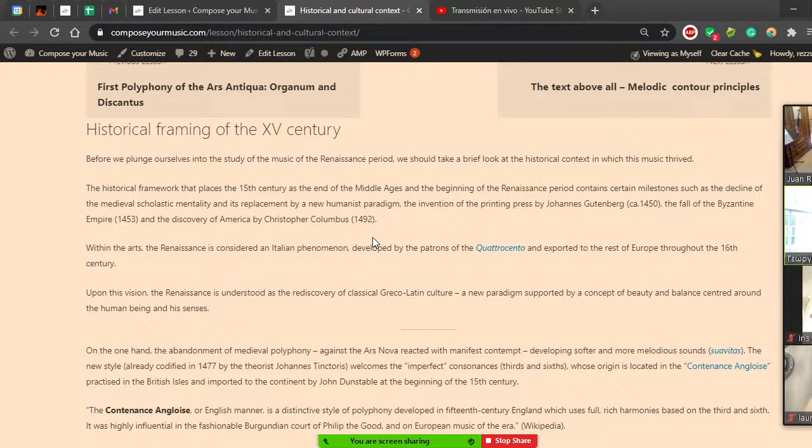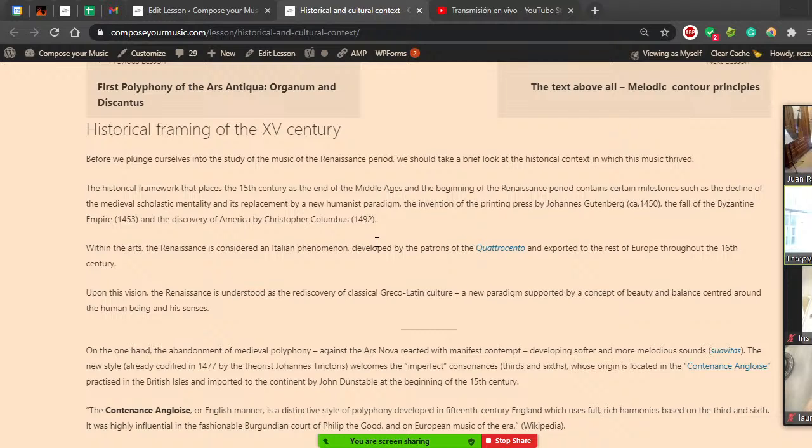So, the 15th century. Now, the historical framework that places the 15th century as the end of the Middle Ages and the beginning of the Renaissance period contains certain milestones, such as the decline of the medieval scholastic mentality and its replacement by a new humanist paradigm, humanism. The invention of the printing press. I'm just naming very few things.